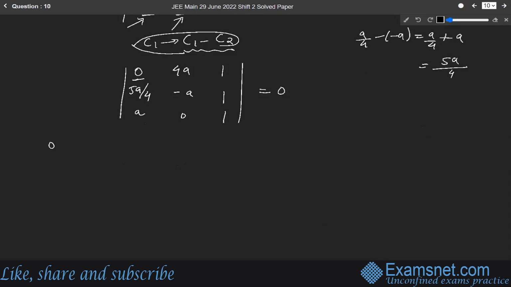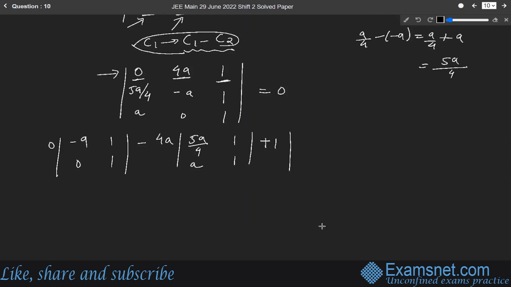So we have to write the first term, which is 0. Now we have to eliminate the first row and first column. When we eliminate the first row and first column, the remaining terms are minus a, 0, 1 and 1. Then with a negative sign, we have to write the second term. What is the second term? 4a. Now we have to eliminate the first row and second column. So the remaining terms are 5a upon 4, a, 1 and 1. Now with the positive sign, we have to write the third element. Okay, we are expanding it row wise. So this is the third term in row 1.